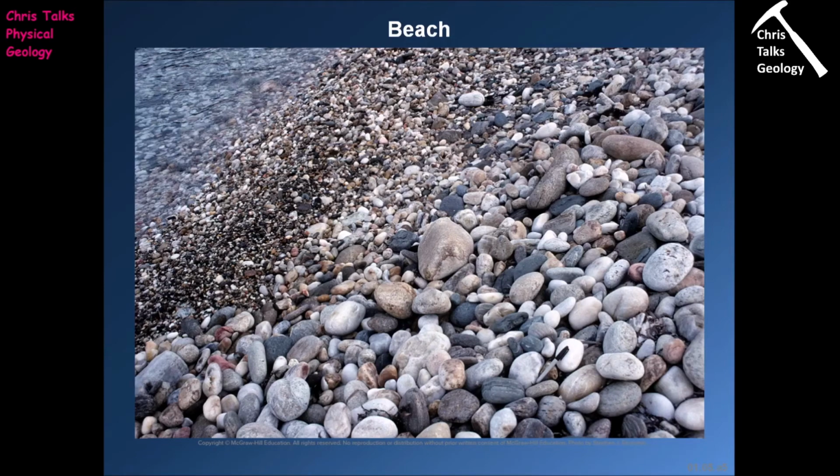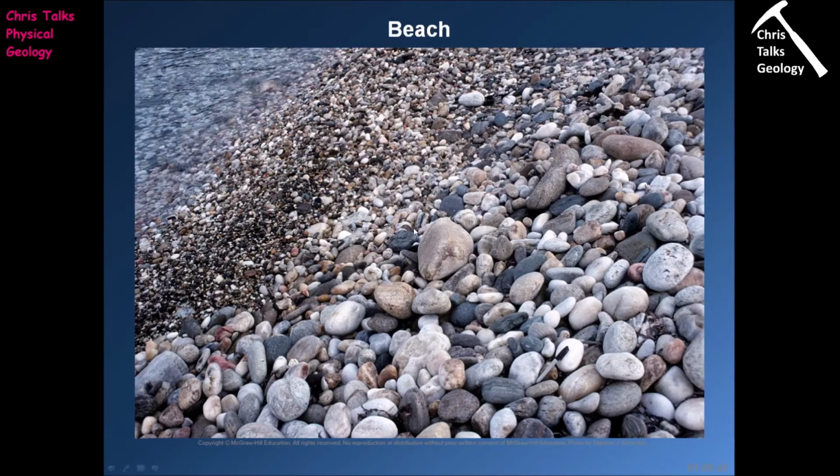Now in the case of this beach environment, what's moving the sediment around? What's doing the transporting? Well, it's the water, it's the oceans, or more accurately, it's the waves. So as the wave hits the beach, it pushes sediment up the beach, and as the wave retreats, it pulls sediment back down the beach. And so it's constantly moving the sediment backwards and forwards and backwards and forwards.